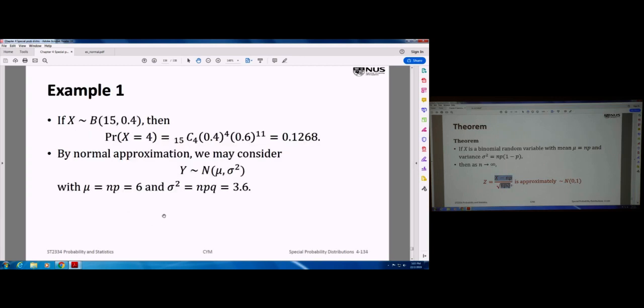Okay. Let's see an example of this. Okay, sorry about that. What was I talking about? Yes, so x is binomial.